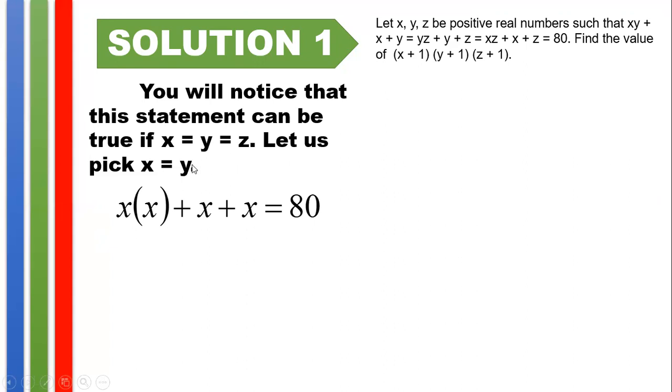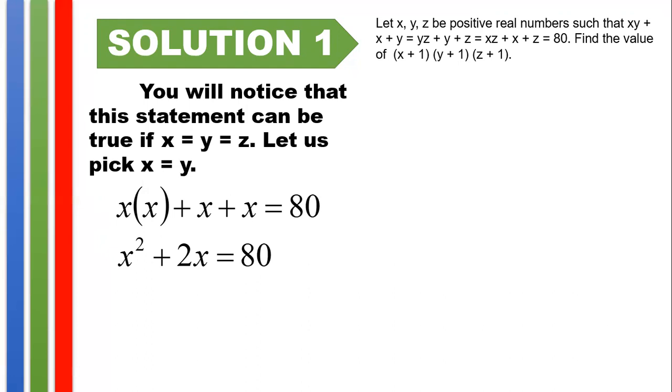how about if I pick x equals y? So the first equation was xy plus x plus y equals 80. Replacing all y's with x, we have x times x plus x plus x equals 80. The product of x and x is x squared, and x plus x is 2x. So we have x squared plus 2x equals 80.